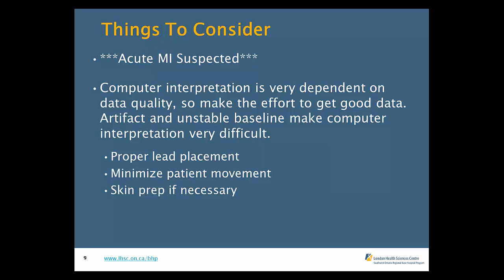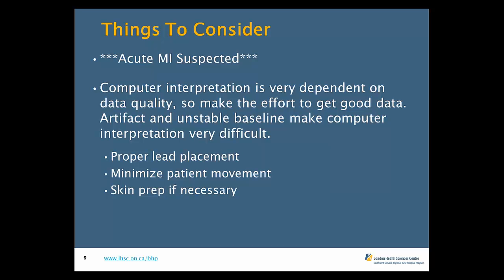Again, it's an algorithm. It doesn't know what the patient's doing. It doesn't know that the patient's moving about in the stretcher. It doesn't know that the patient is covered in hair and the contact between the leads and the skin isn't the greatest. So it doesn't always know this information. So by minimizing these aspects, you will also help the computer identify appropriately STEMIs and identify those that are not. And then again, your set of eyes on that ECG, using that computer algorithm as the third set of eyes, or kind of the screening tool for you.